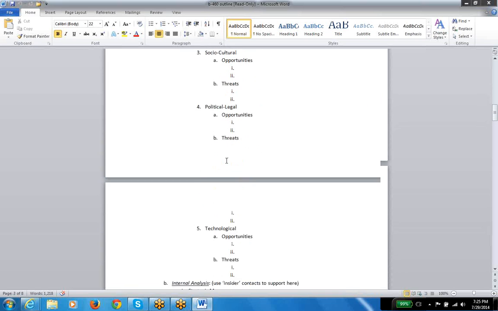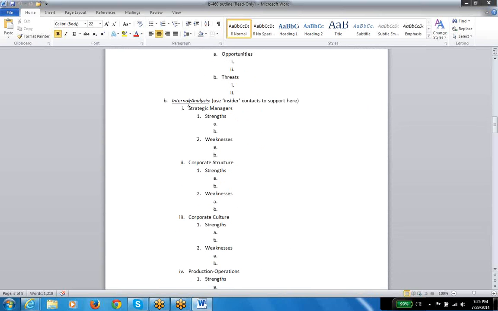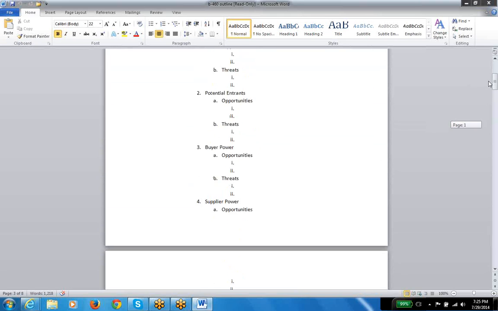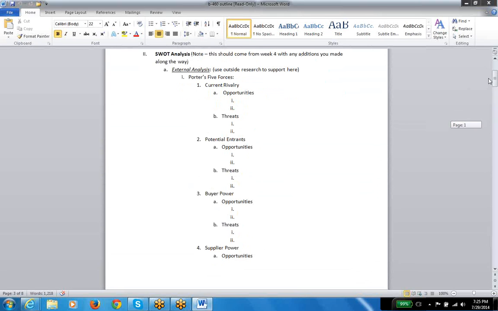When you get to the, and I should back up. And so for all the internals, the reason that I asked everyone when they picked a company to pick something they could get inside information on is that internal analysis is really going to require you to have insider information. All right? That will be key to you. Now, the externals, for those of you that like research, the externals are the ones that are going to come from your outside research. You might have to do some research to find out who your company's rivals really are.